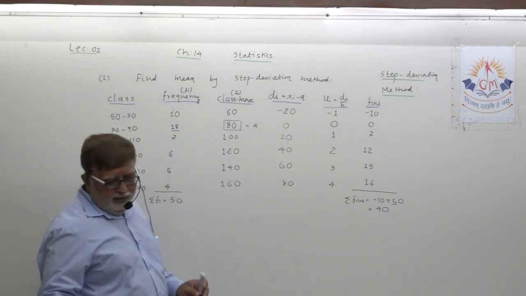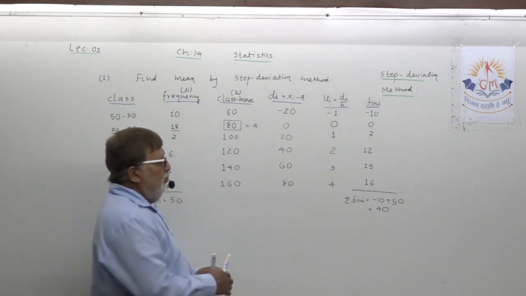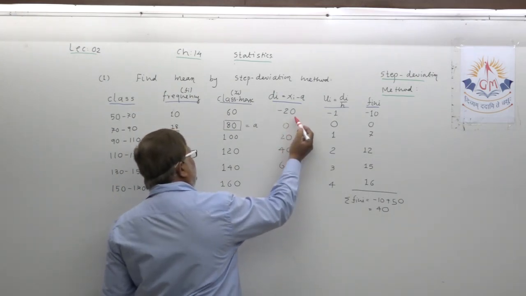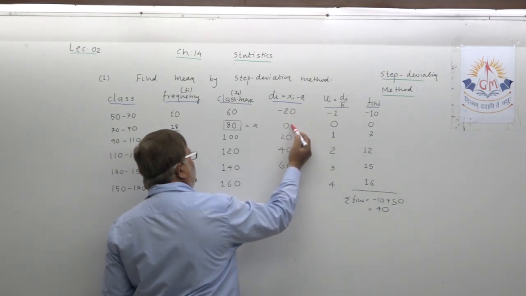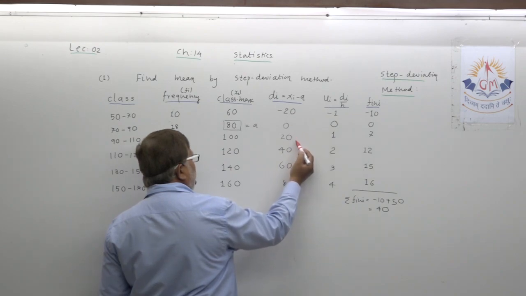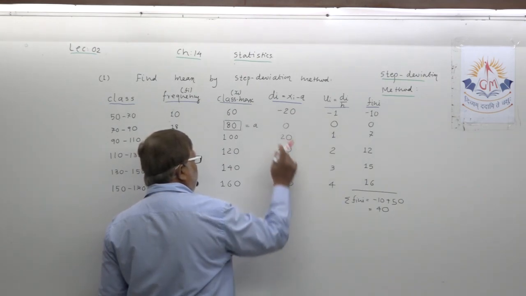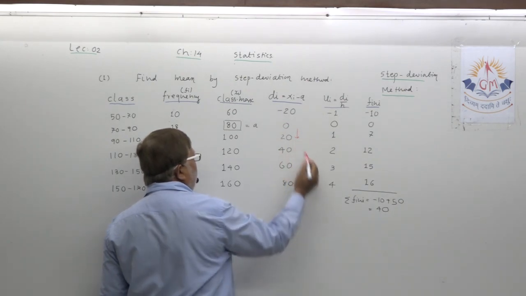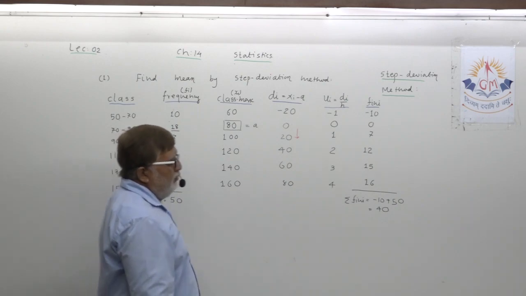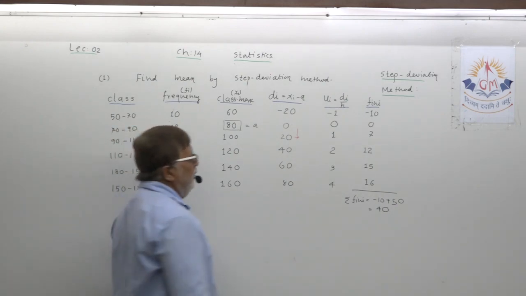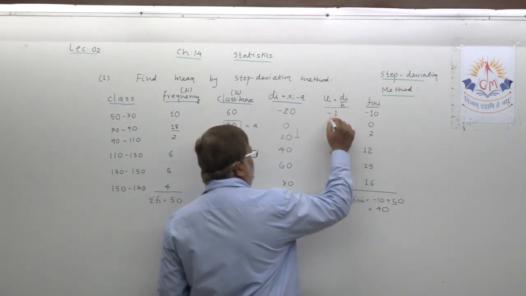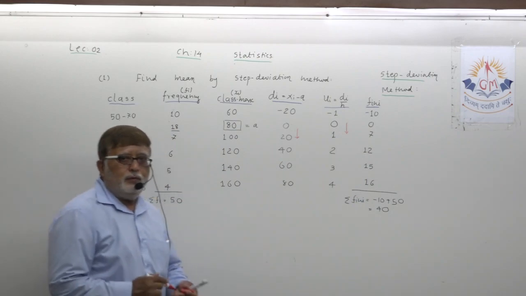Here, dear student, are you marking one very important fact: when you find di, you will see a regular increase of 20. Minus 20, 0, then 20, then 40, then 60, then 80. You will see a regular increase of 20 when you find di, because the class height is 20. Similarly, if you see ui, you will see a regular increase of 1. Can you understand this thing?